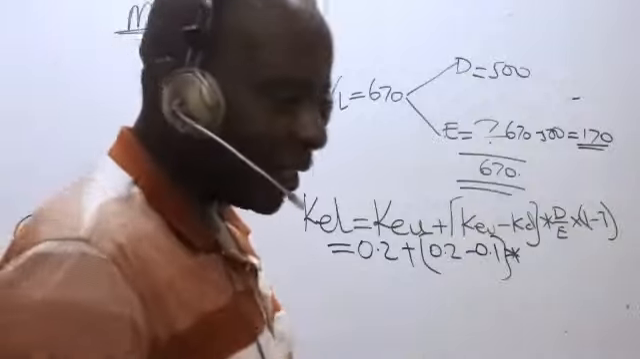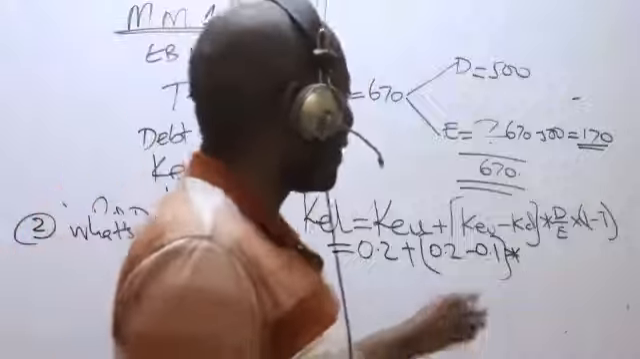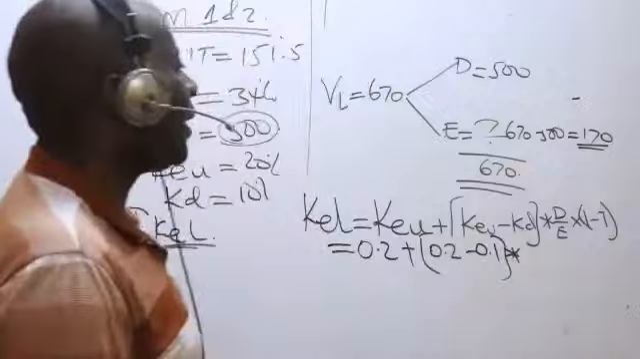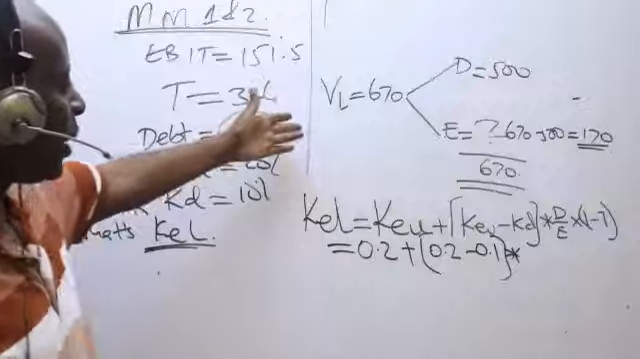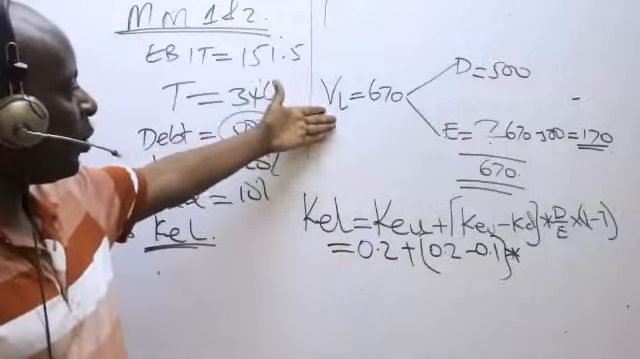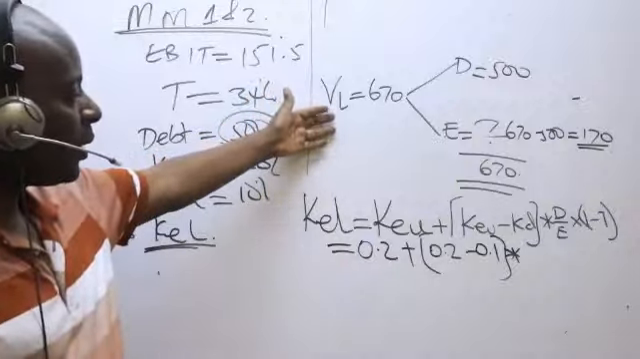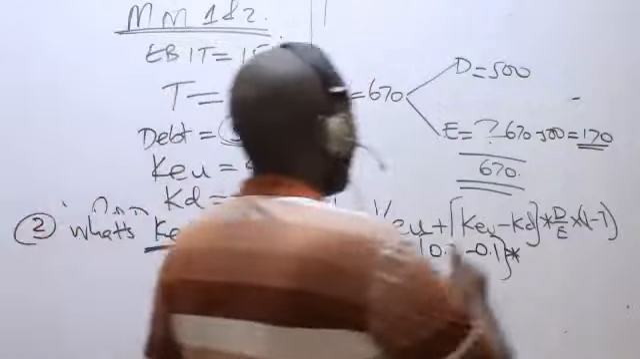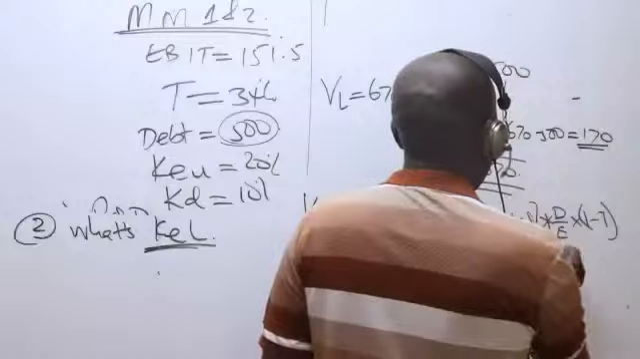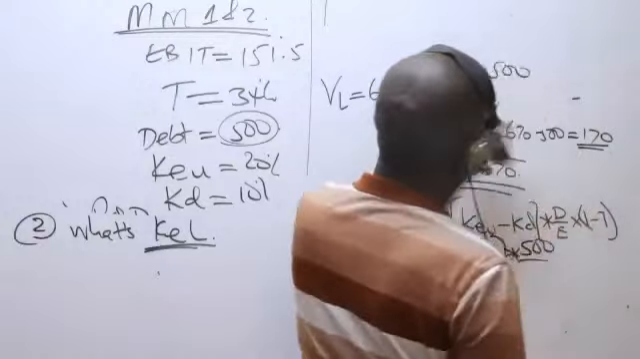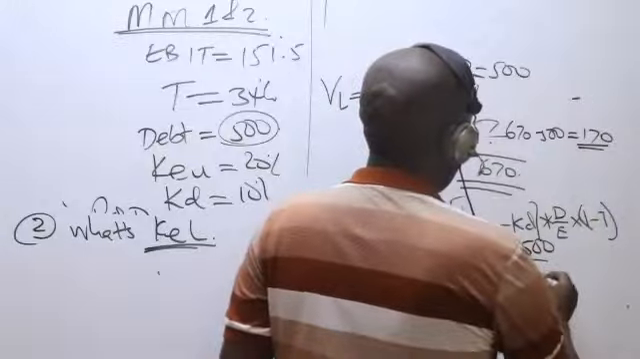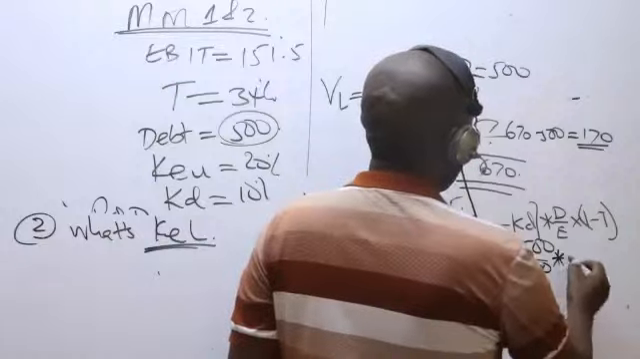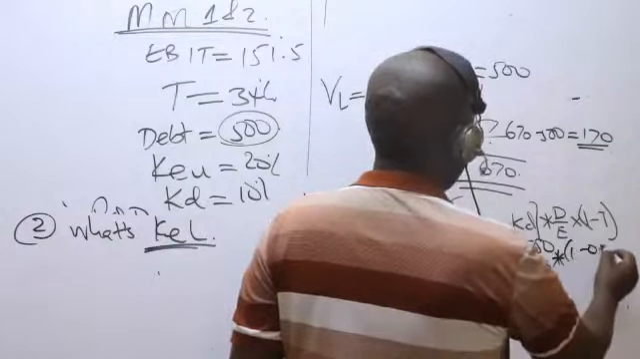So risk-free is the same as what here? It is the same as KD. So times debt, is there anybody who is able to see the debt of the levered firm? Debt of the levered firm is 500, isn't it? 500 over equity. Equity of the levered firm is 170 times, we have here 1 minus 0.34.